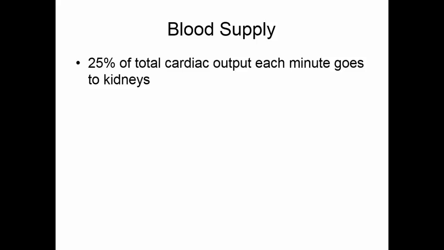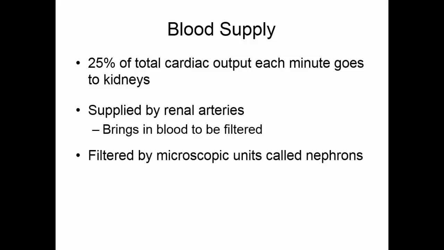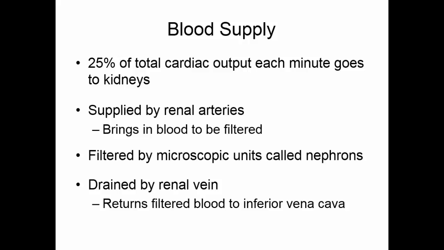The kidney has an excellent blood supply. 25% of the total cardiac output each minute goes to the kidney for filtration. The renal arteries take the blood into the kidney, bringing the blood in to be filtered. The blood is filtered by microscopic units in the kidney called nephrons. There are millions of these in each kidney. The blood is then collected and drained by the renal vein back into the inferior vena cava.